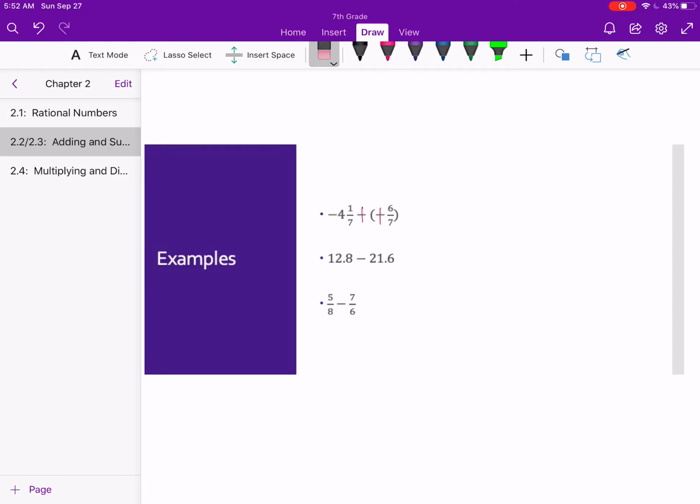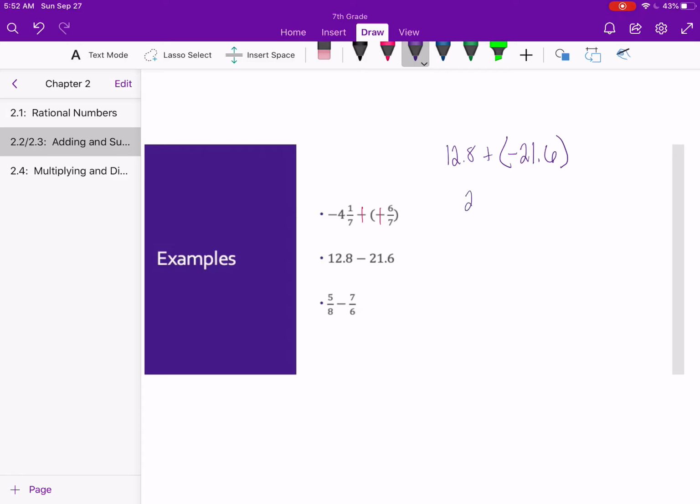Alright, so we have 12.8 minus 21.6. Remember, that becomes 12.8 plus -21.6. And then it becomes like we did in the previous one. So we have a positive plus a negative. The negative is further from 0, so our answer should be negative.